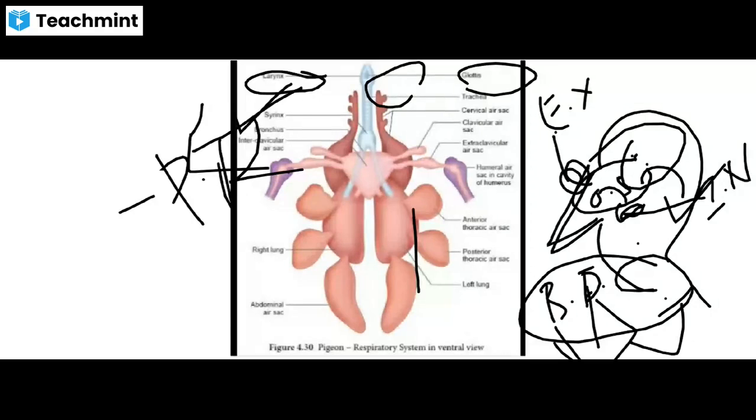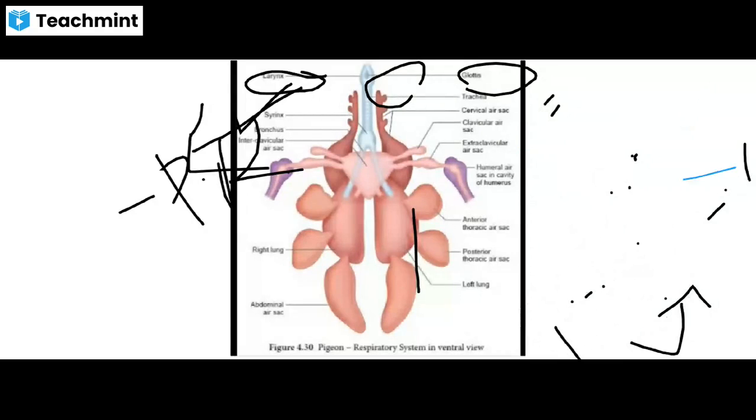The larynx is supported by cartilages called cricoid cartilages. These cricoid cartilages are divided into two types. One is procricoid and the other is arytenoid.